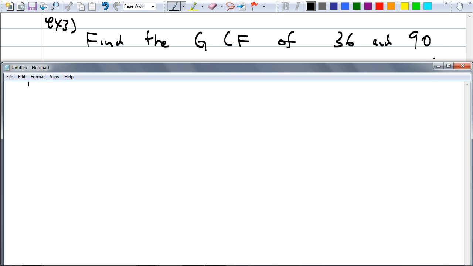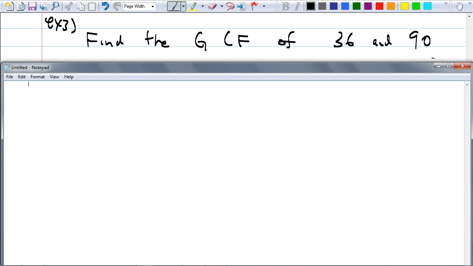So let's do an example. Here's example 3. It says find the GCF of 36 and 90. And this is not one of those where you could just look at the problem and figure it out on your own. It's not as simple as the other ones. So what do you think we have to do for 36 and 90? If you follow these rules that I'm about to show you, it's going to be really easy to figure out the GCF of these numbers. What do you think we have to do?